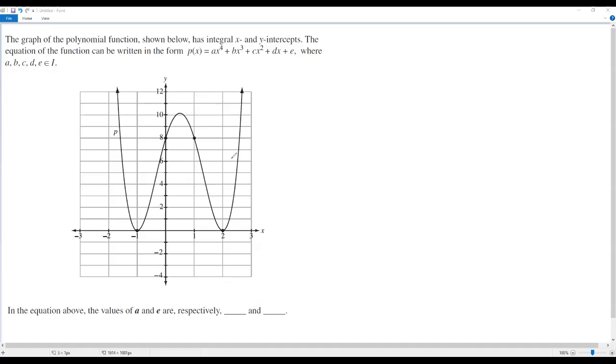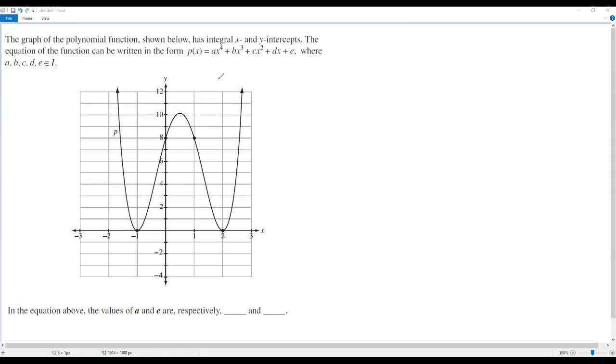The equation of the function can be written in the form p of x equals a x to the fourth power plus b x to the third power plus c x to the second power plus d x plus e, where a, b, c, d, e belong to I, that is, they are integers. In the equation above, the values of a and e are, respectively.